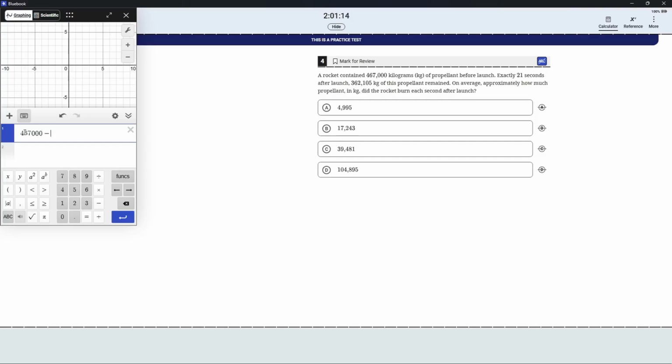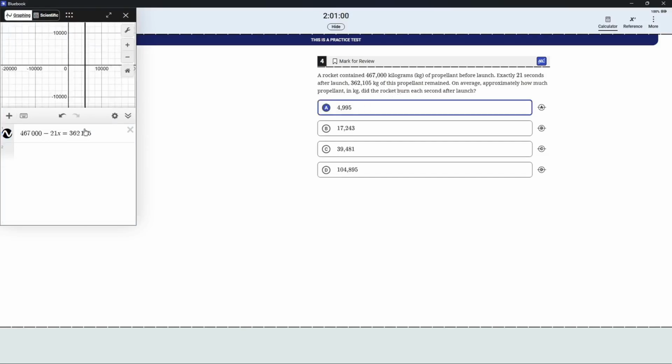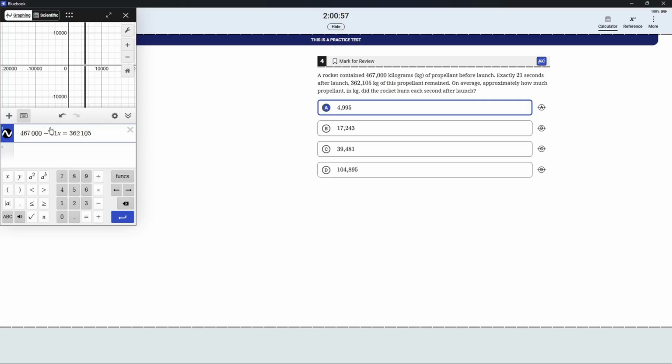So what we can do is we can set up this equation, set it equal to this, and if we zoom out, it should graph it, and that should be our answer. And the reason this works is because we started off with this much propellant, and then we're subtracting because we're losing propellant. So X is basically how much it's losing every second, which is why we're multiplying it by the seconds, and we're setting it equal to how much is left over 21 seconds after the launch. So if you write this equation, then Desmos will graph it for you, and if you click on the line, it gives you the answer, which is 4,995.